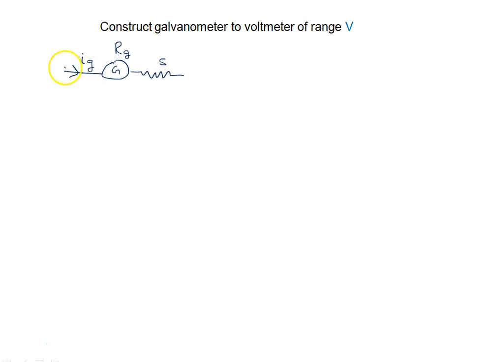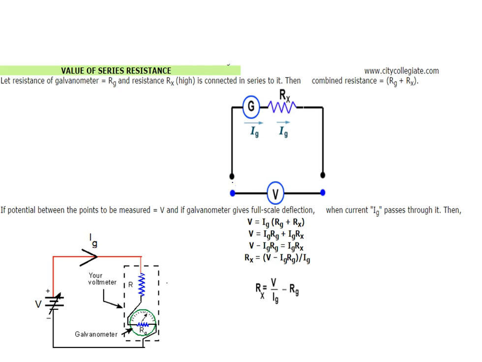Now, if I calculate the voltage across these two ends, I will say V equal to Ig times the sum of Rg, the resistance of the galvanometer, and S, the series resistance. Now we have to calculate the value of S. You will say it is written as V upon Ig minus Rg. It is clear to all of you. So this resistance should be connected in series with the galvanometer to convert it into a voltmeter which can measure V volt. All of you can read it here also.